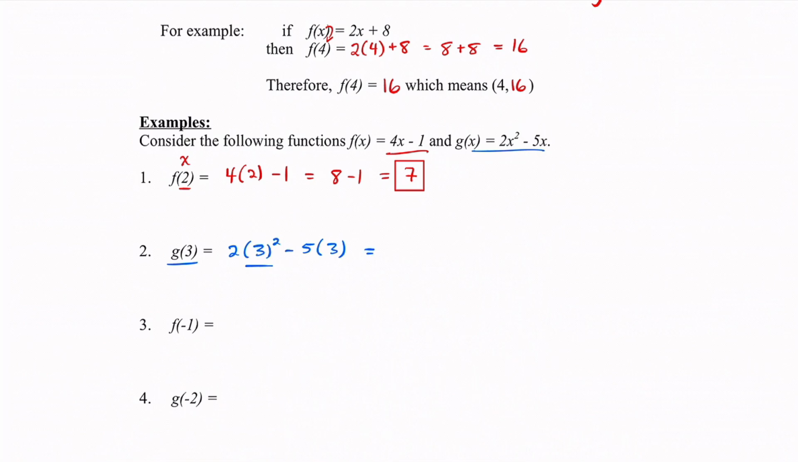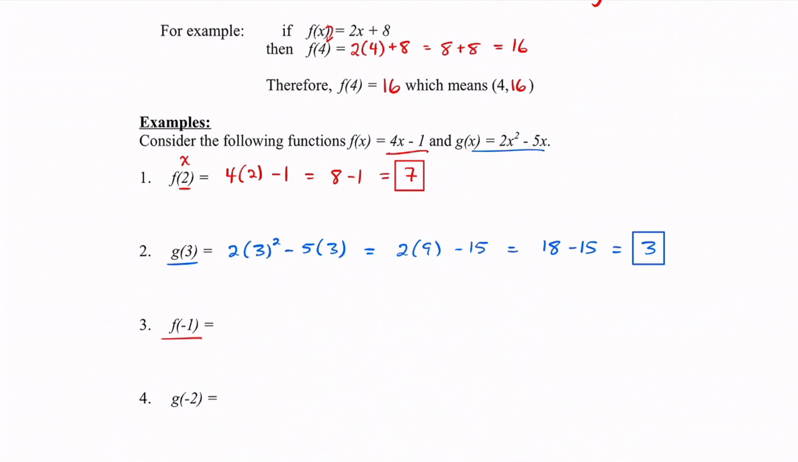So evaluating this part, 3 squared is 9, so I got 2 times 9. And then this, I got minus 5 times 3, that's just minus 15. Okay, and then 2 times 9 is 18, and then minus the 15 there. So we're going to get 18 minus 15, we get 3.